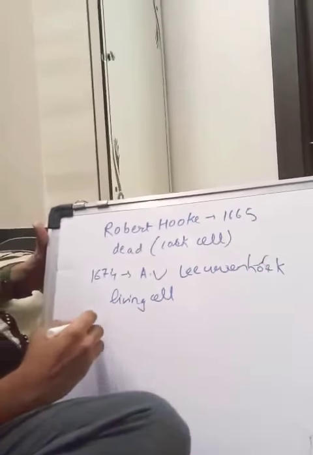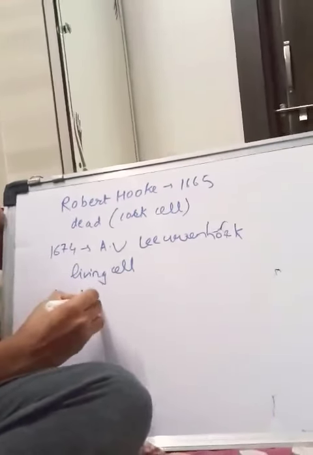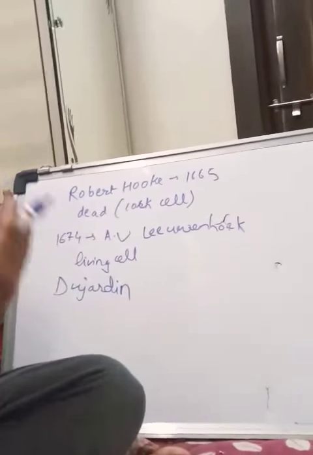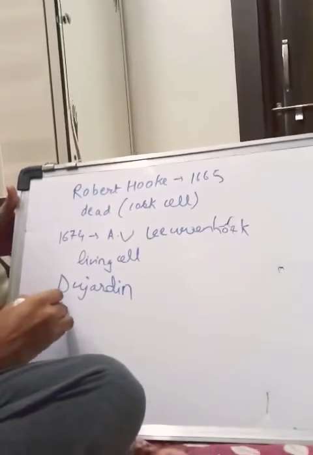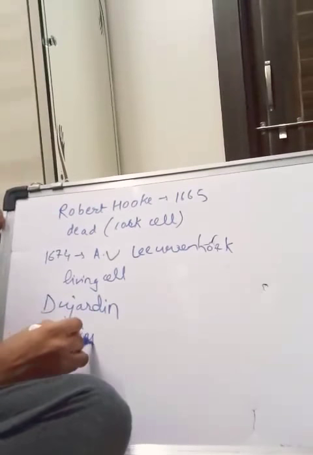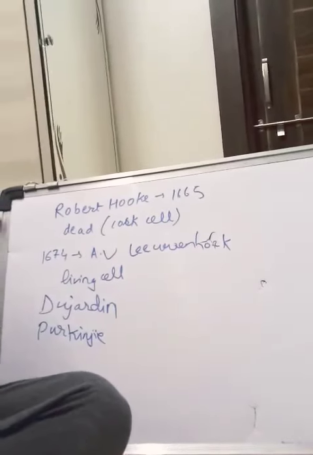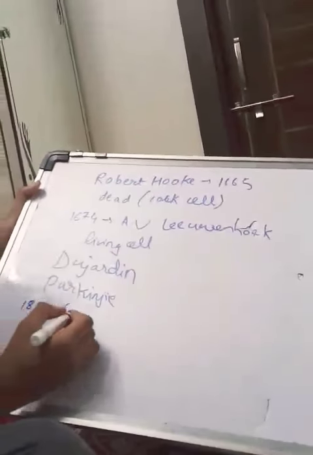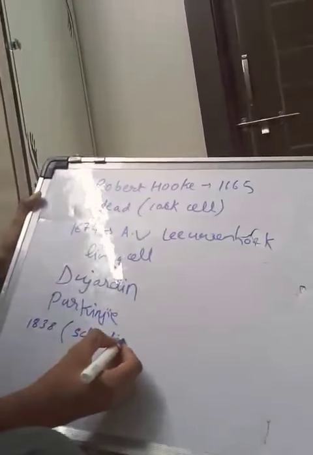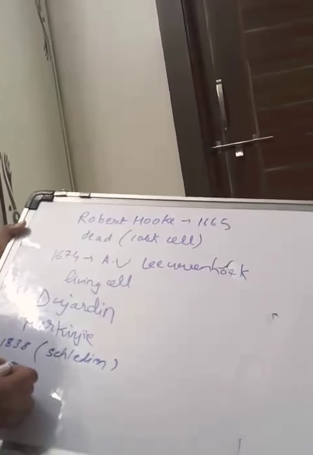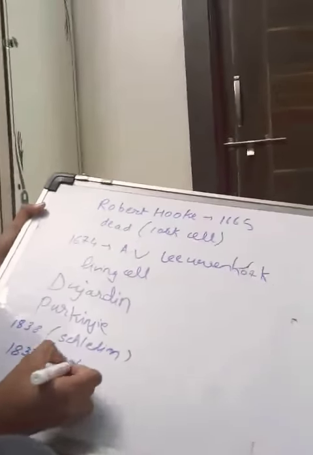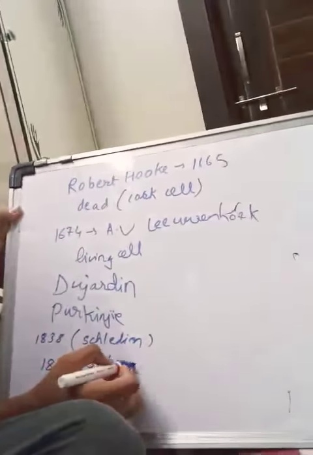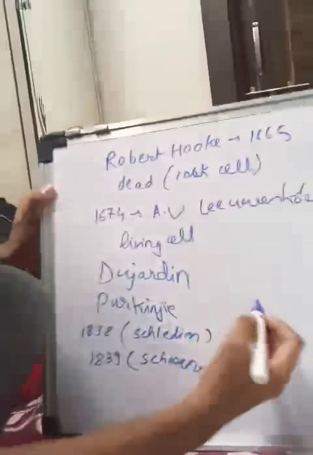Then protoplasm was discovered by Dujardin, but the name protoplasm was given by Purkinje. In the year 1838, a scientist named Schleiden, and in 1839 a scientist named Schwann, they both gave the cell theory.